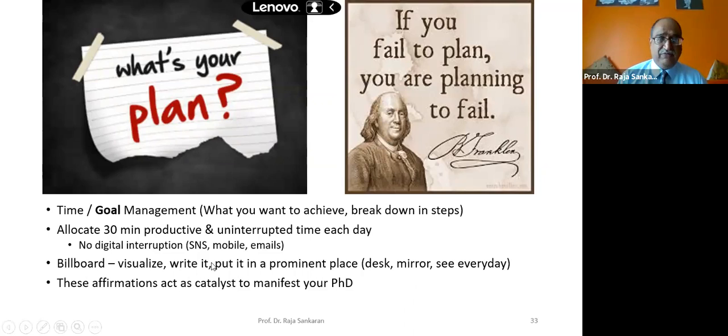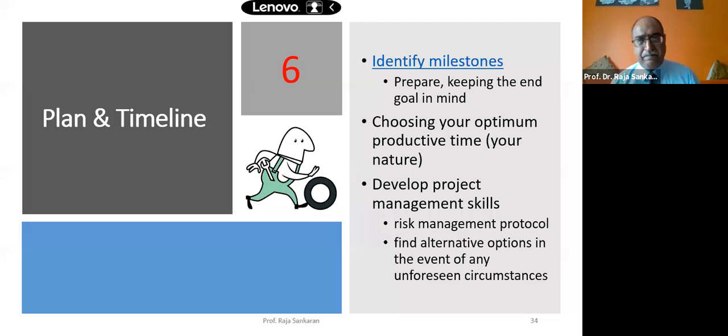This also works. For example, you print out the plan that you have in place and put it in a prominent place, so that whatever plan you have written is not simply lying in a place, but is right in front of you. You can visualize the plan. So put it at your desk or paste it on a mirror where you can see it every day, so that these affirmations would act as a catalyst and it can manifest towards your goal to reach the PhD.